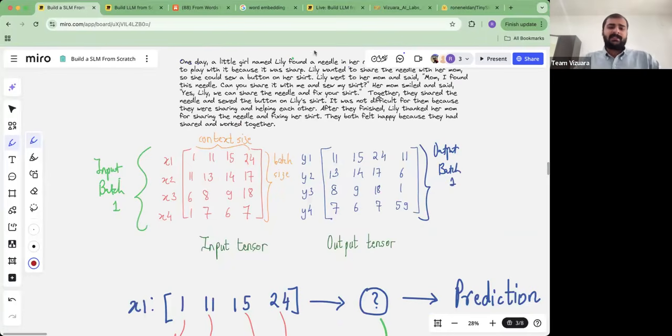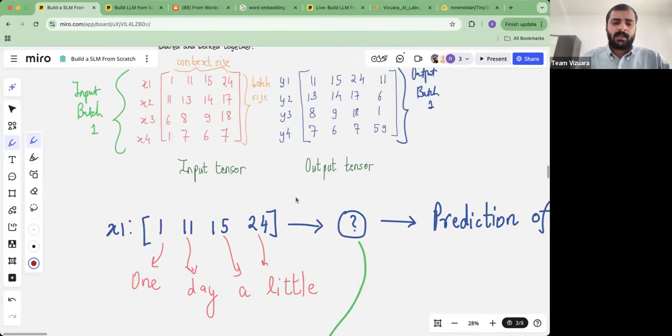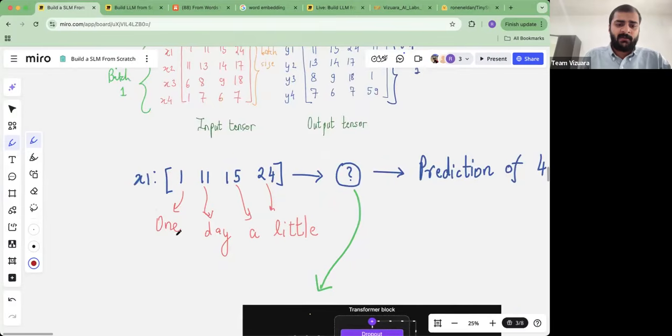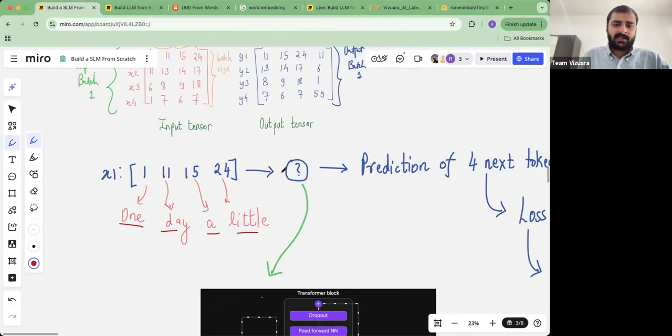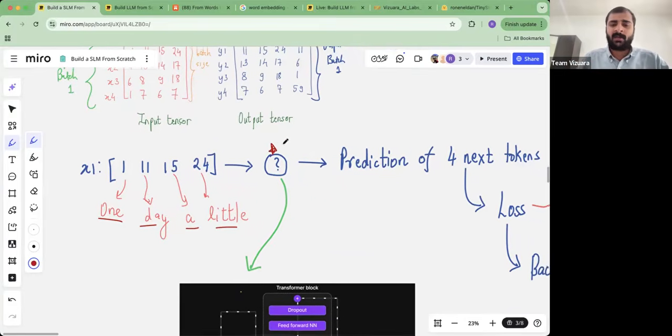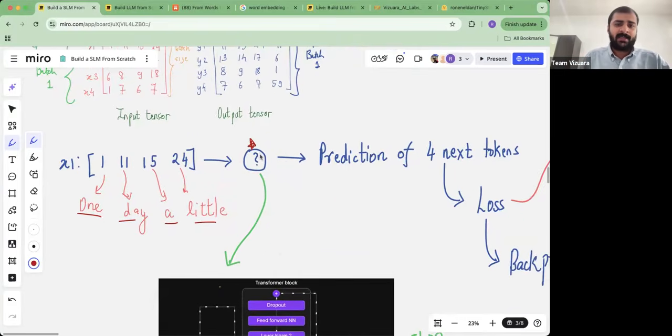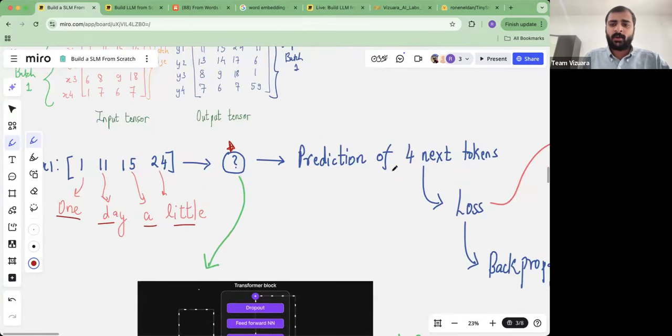So today's lecture begins at this point, and let me set up the context for today's lecture. So let's say we have the input tokens, right? "One day a little". These are the input tokens. These input tokens are going to go through some pipeline, which I've mentioned with a question mark here. We don't know what that is. And then 4 next tokens are going to come out.